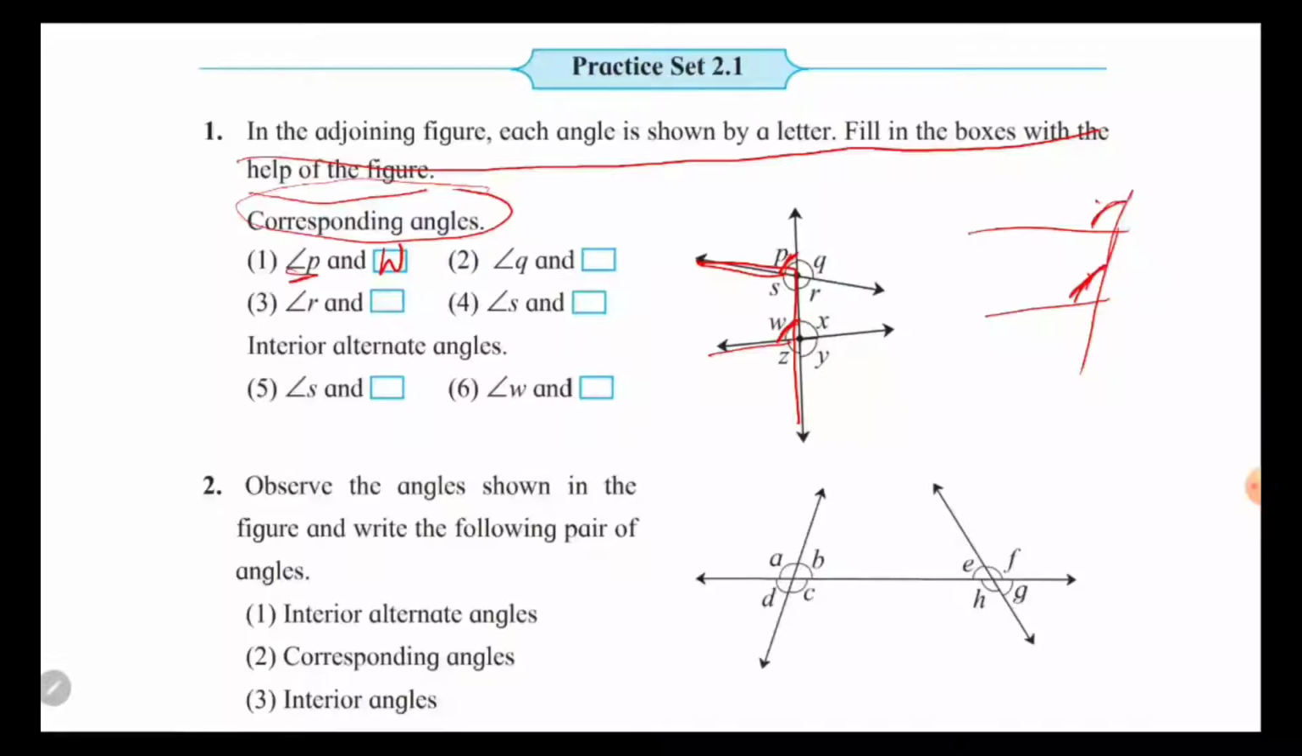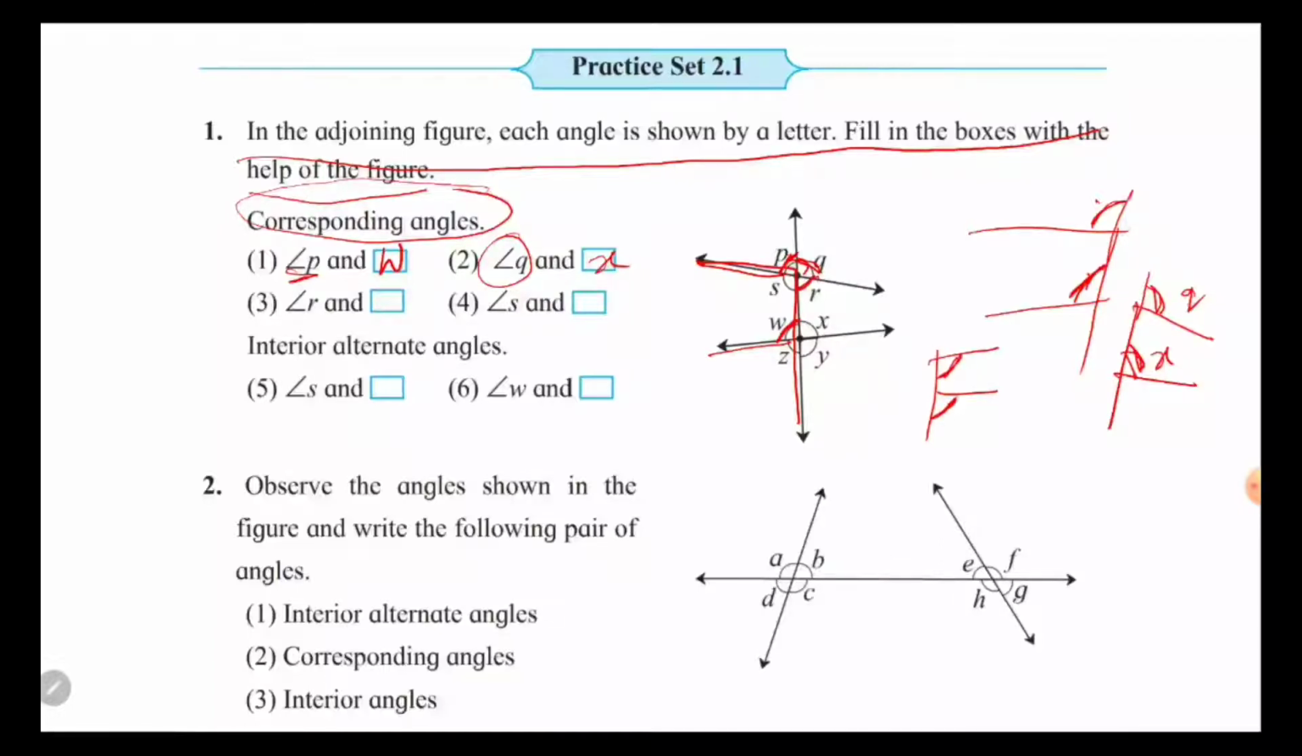Okay, now next is Q. So Q is here. Again it is making an F like this. So Q is here and X is here. We can see that X is the corresponding angle for Q. Now R. This is R. So again this is making an F. So this is the lower angle, so here also what will come?